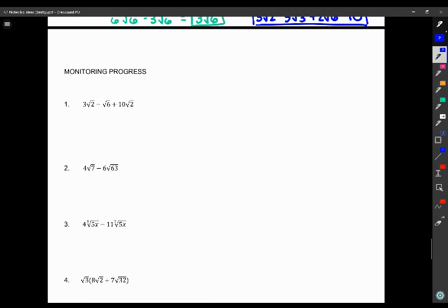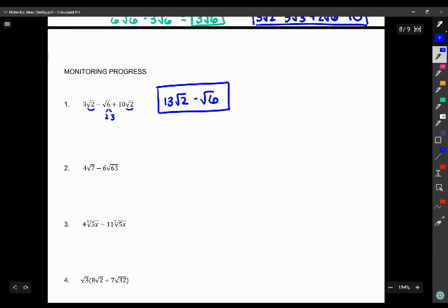So when we look at number 1, notice that you have radical 2 and radical 2, which means you can combine those two. So 3 plus 10 is 13. So this is 13 root 2. The 6 can break down to be 2 and 3, but there's not a pair, so it's just going to stay root 6. So this is your answer.